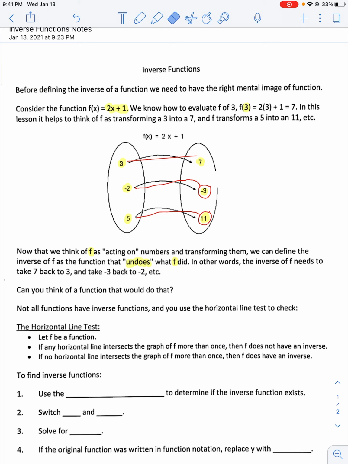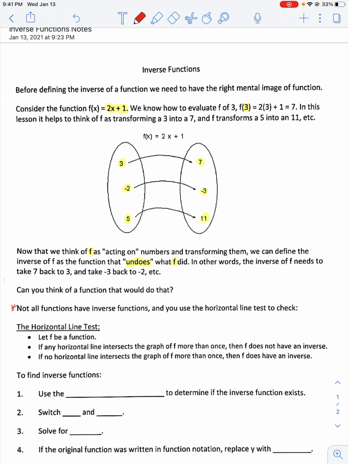That's what we're trying to find when we're finding the inverse of a function. We're trying to find the exact equation that will undo what the original equation did. But anyways, if you read here, not all functions actually have inverses.